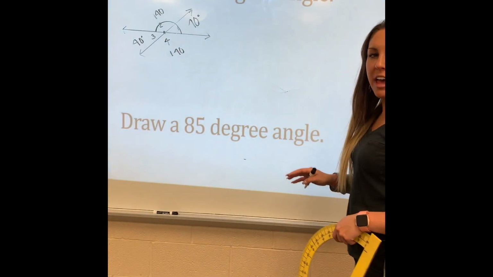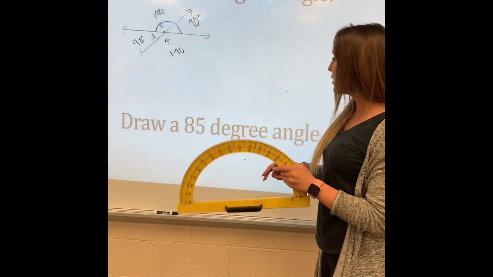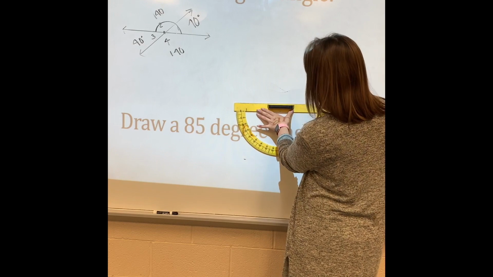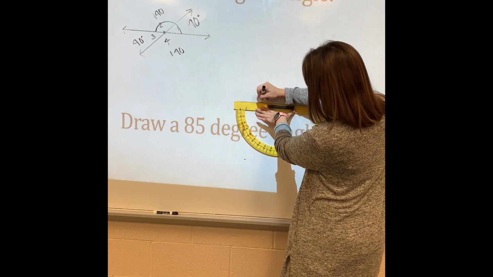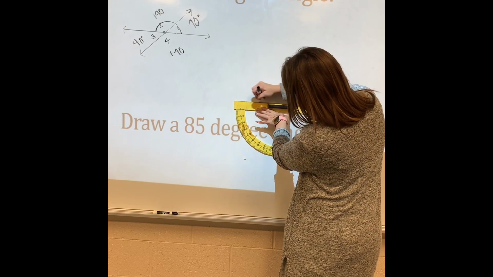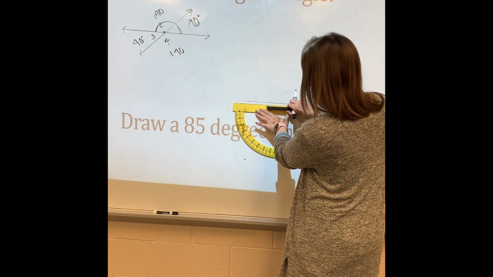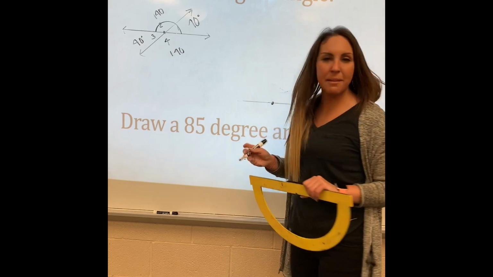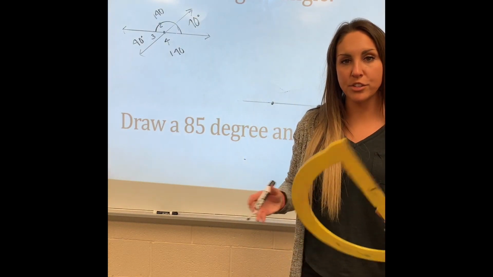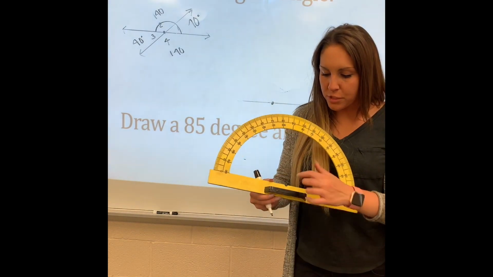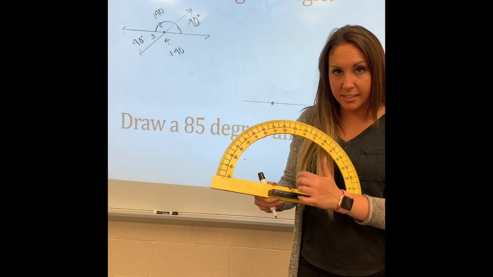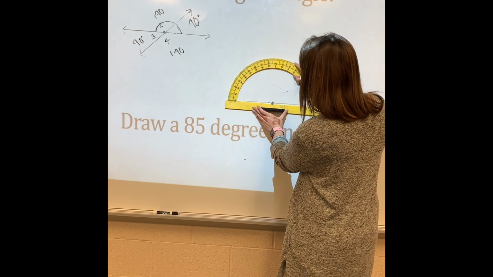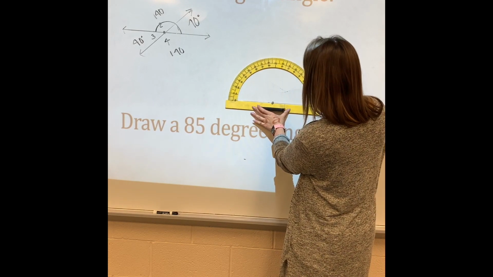Let's see if we can draw an angle that's 85 degrees. So I'm gonna start this the same way with a straight line. And I want you to go ahead and put your dots somewhere in the middle, somewhere where you think is the middle of your straight line. Then you're going to put where your line intersects. So your little T there is going right on your dot. And you are going to find 85.